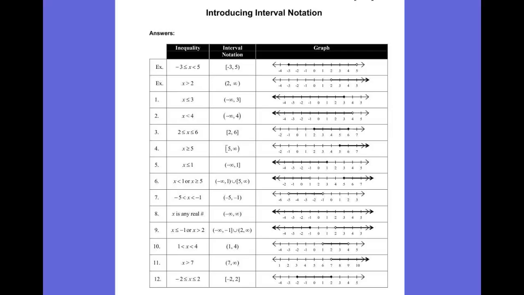Okay, this is an answer to the problems on the table. I hope you guys practice. You can check your answer. And if you have any questions, you can contact me.